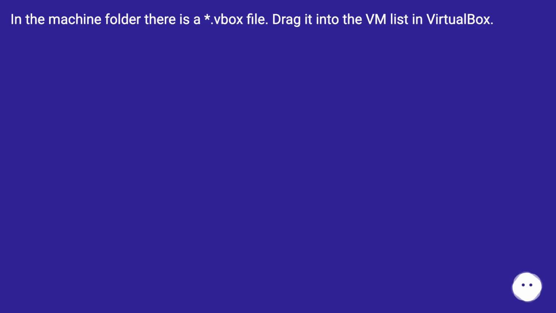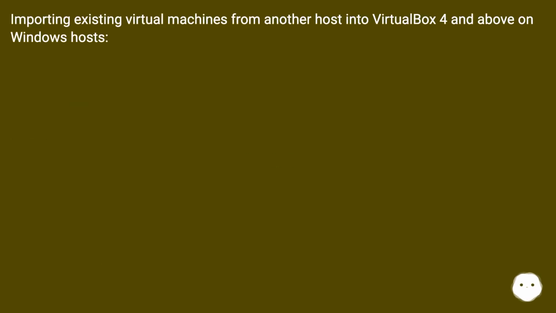In the machine folder, there is a *.vbox file. Drag it into the VM list in VirtualBox. Importing existing virtual machines from another host into VirtualBox 4 and above on Windows hosts.